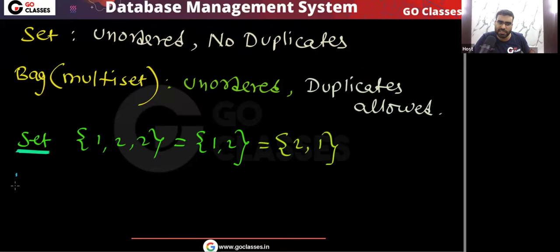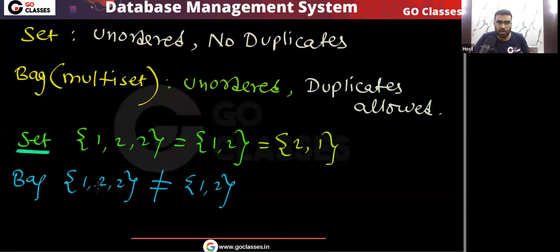But when I have a multiset or a bag 1, 2, 2, remember this is not the same as 1, 2. Is this clear? Here the item 2 appears 2 times, but there the item 2 appears 1 time. In a bag, duplicates are allowed, so duplicates matter. These two bags are different. It's like a real life bag: in one bag we have the same chocolate 2 times, in the other we have it 1 time, so they are different. Order doesn't matter, but duplicates are allowed.